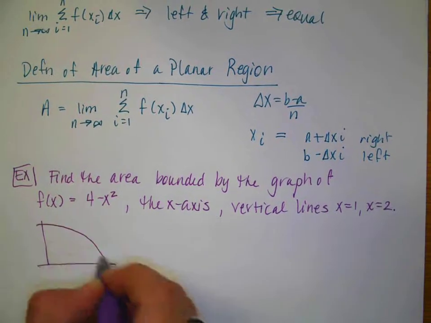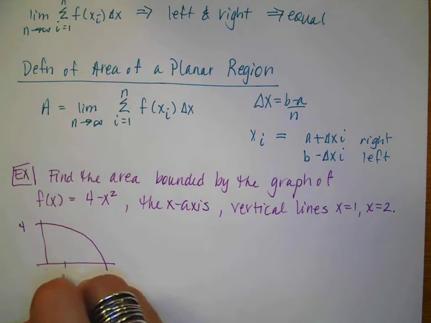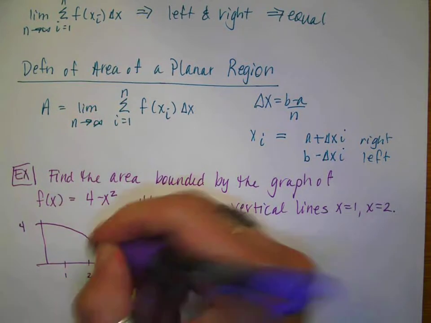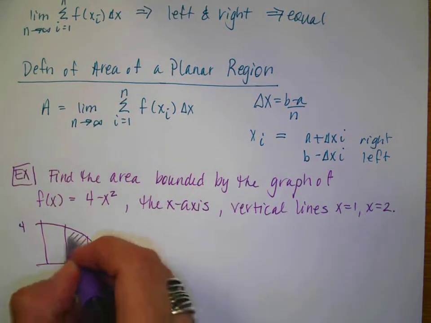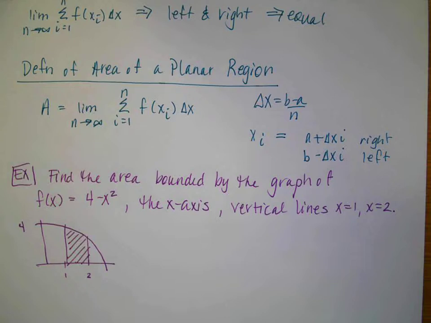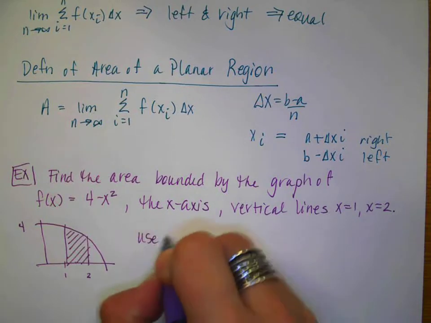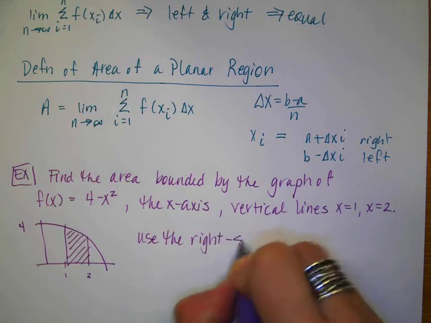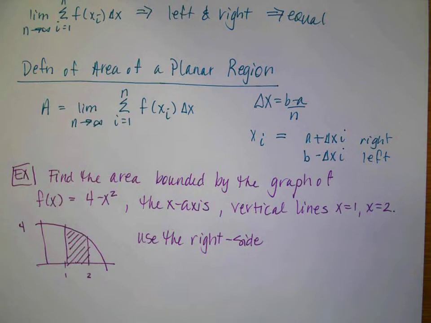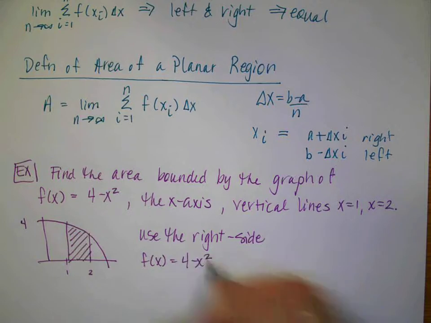So if we sketch this, 4 minus x squared is going to be something like that. That's going to be my 4. And then it's going to be bound by x is 1 and x is 2. So I'm looking to calculate this area of just that big rectangle underneath the curve. Okay? And just because I'm going to use the right side, there's no necessary rhyme or reason. That's just the side that I've chosen.